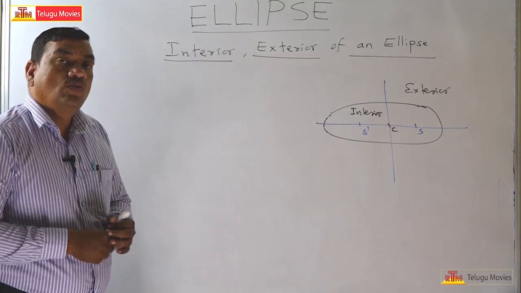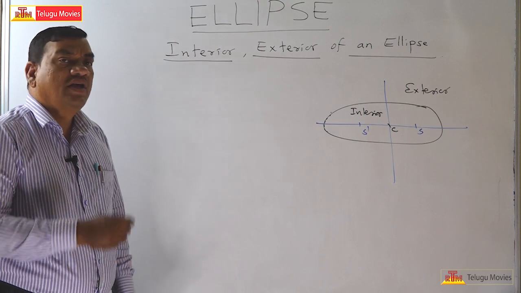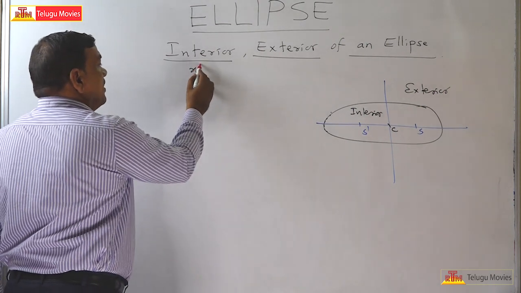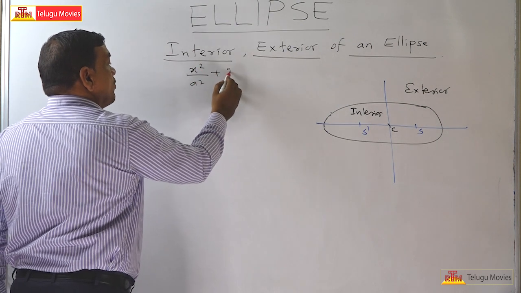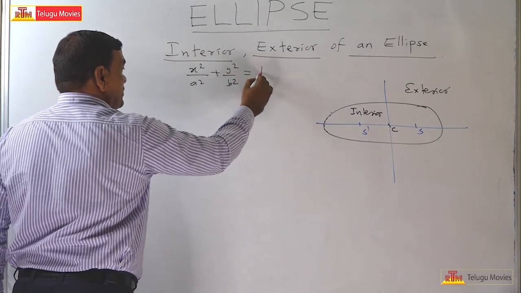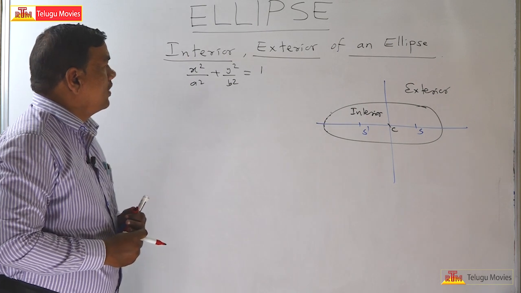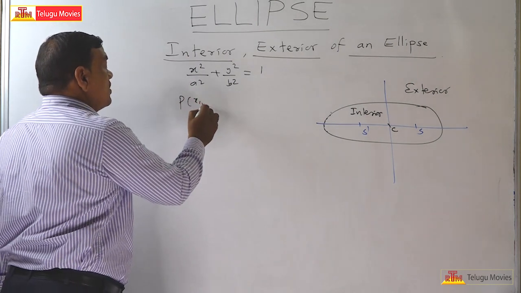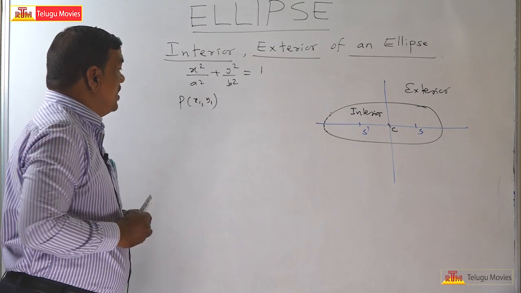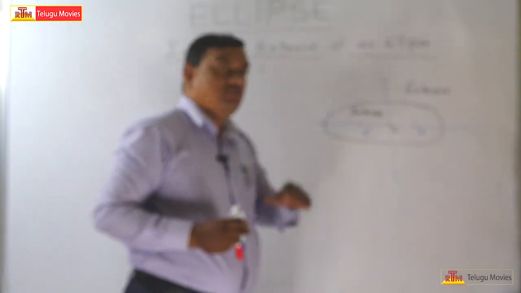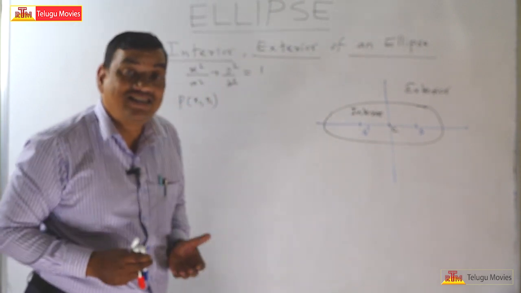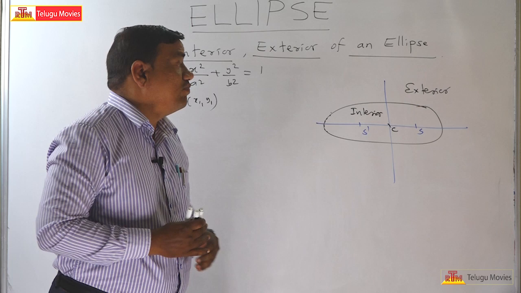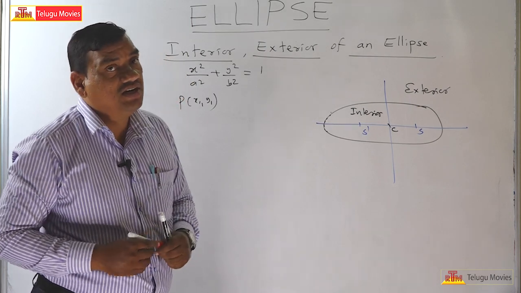Now our topic is, given an ellipse x square by a square plus y square by b square is equal to 1, which is the equation of the ellipse, and a point P x1 comma y1. If the point P x1 comma y1 lies inside the ellipse, what is the condition? If it lies exterior to the ellipse, then what is the condition? Let us see that.